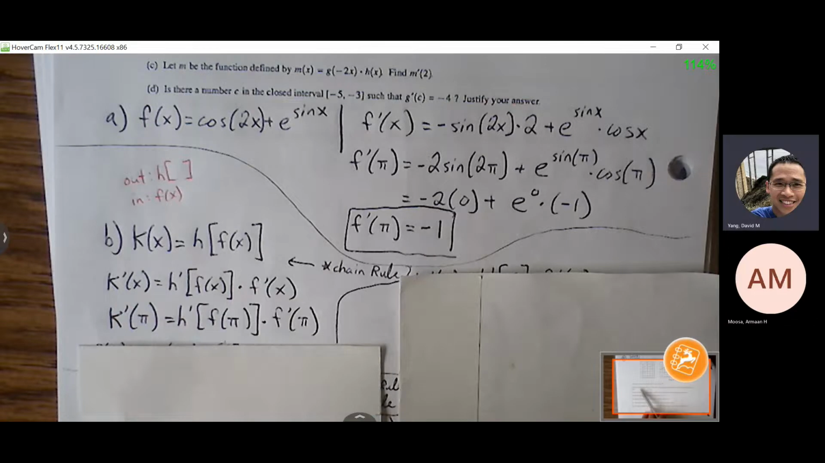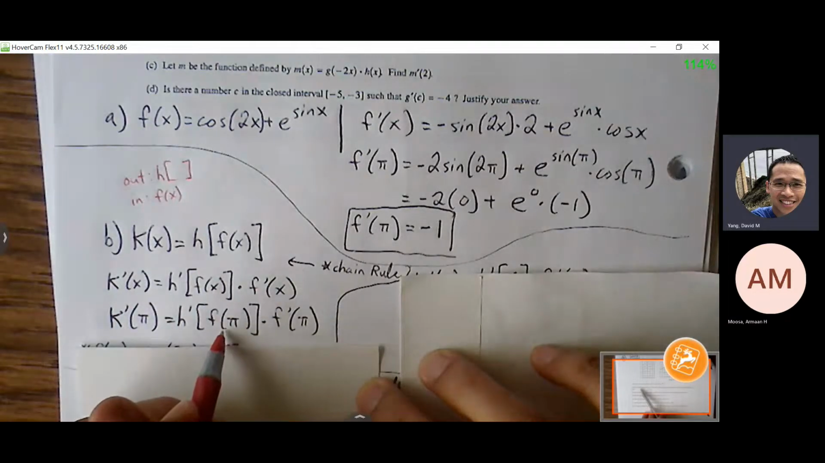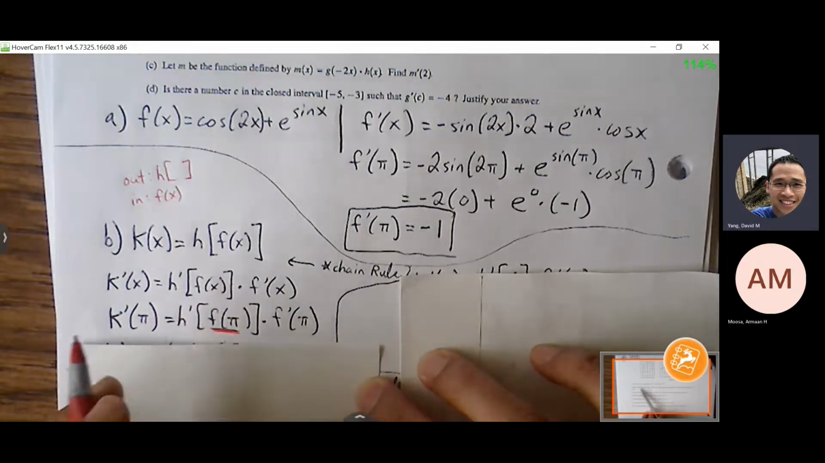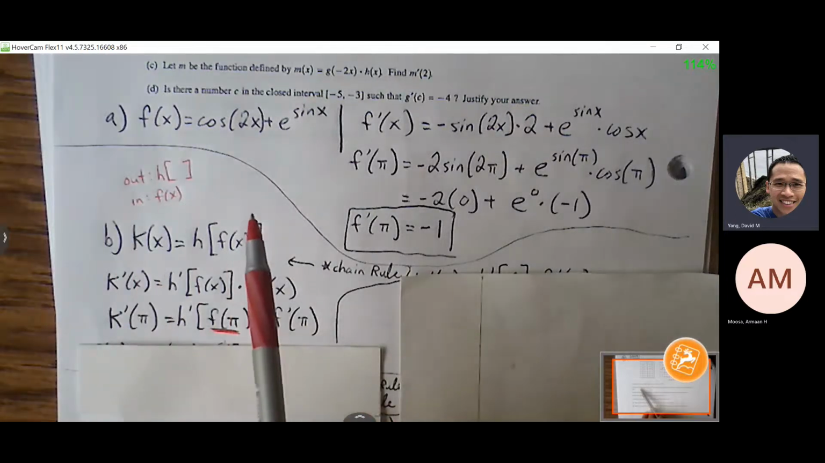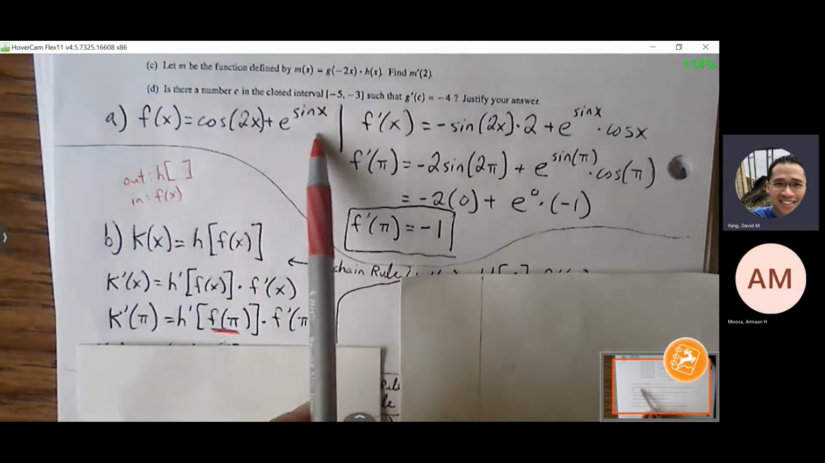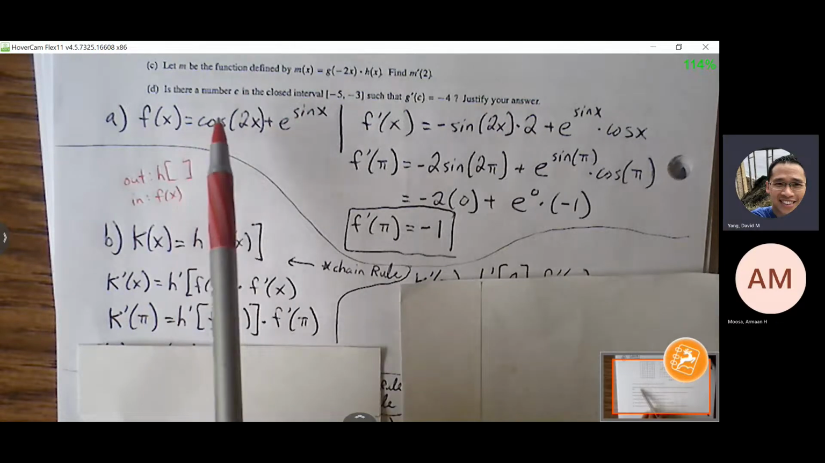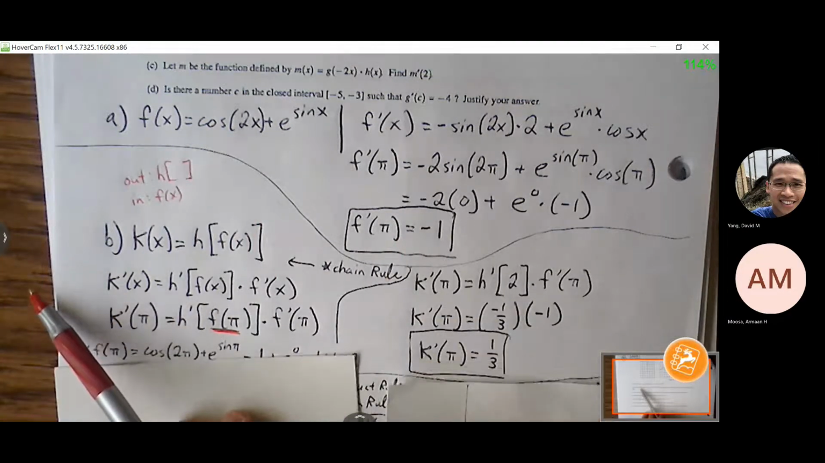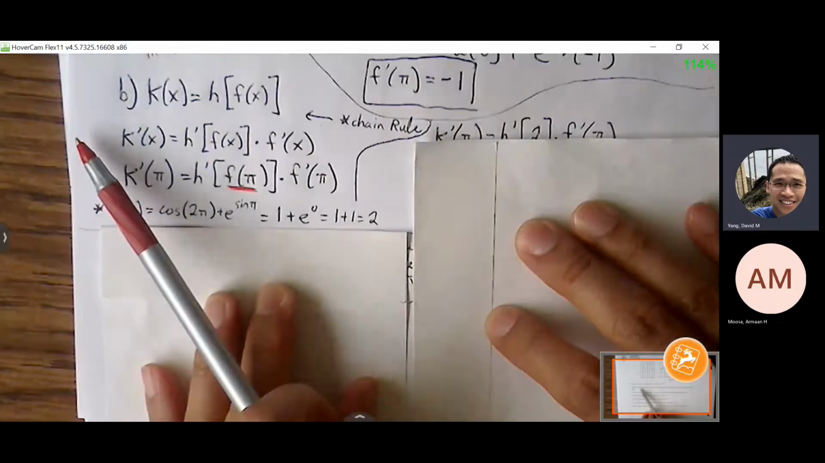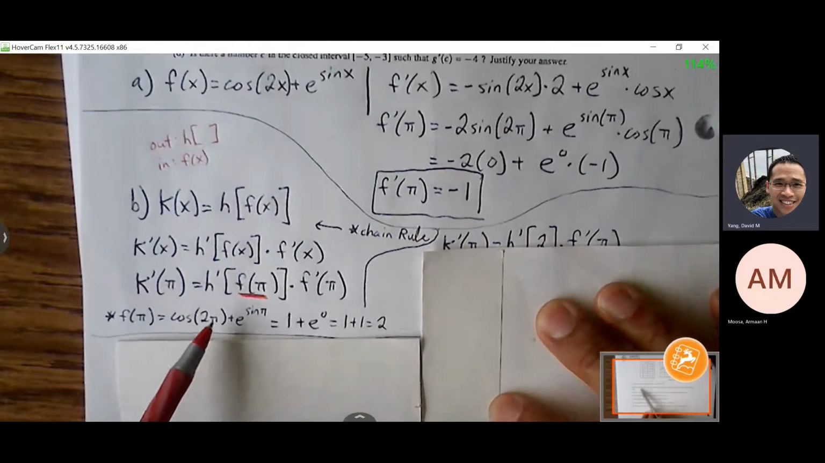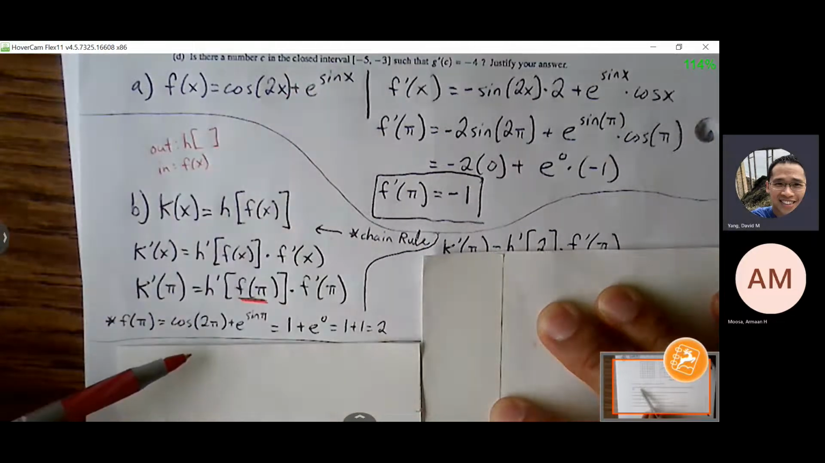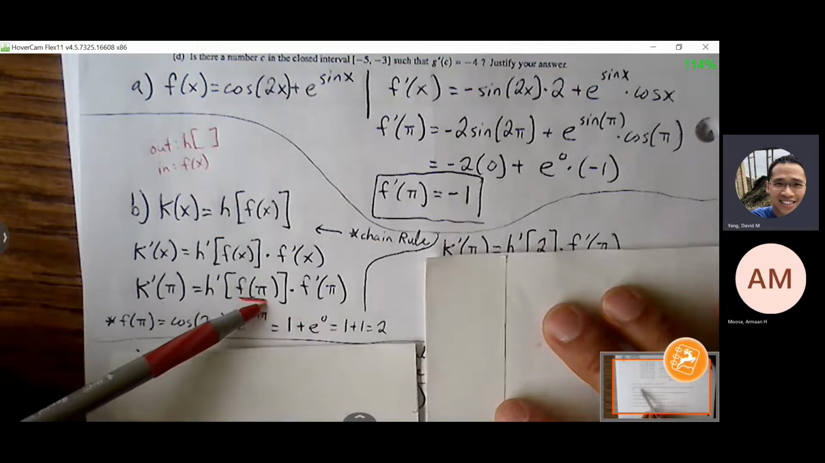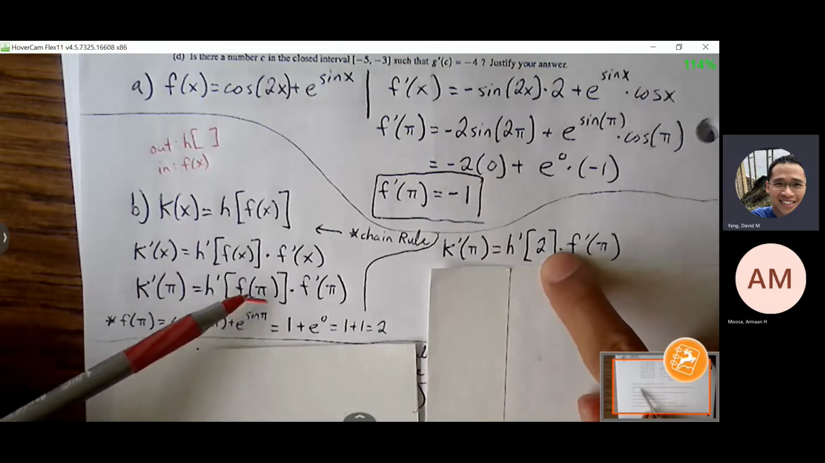That's a bit messy, but let's start with what we can do here. Why don't we find this f of pi so that we'll have an easier time figuring out what to do with this h prime of the bracket. So f of pi just means I'm going to insert pi into the original f of x equation. Replace every x with pi, so cosine of 2 pi plus e to the sine pi. Cosine of 2 pi is 1, sine pi is 0, e to the 0 is 1, 1 plus 1 is 2. So f of pi gets replaced with 2.